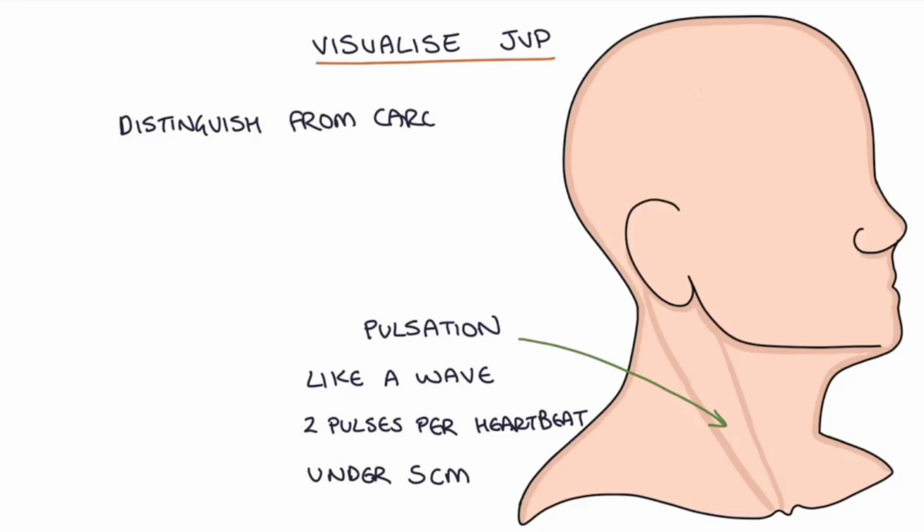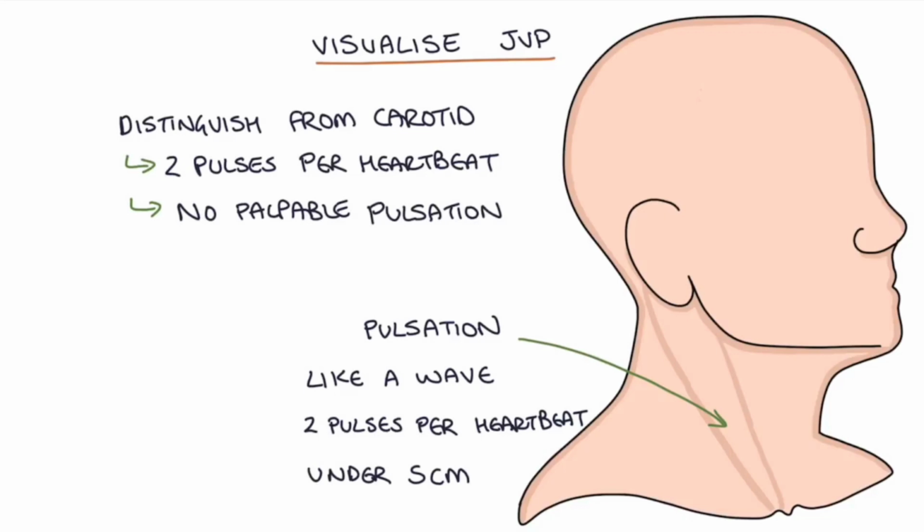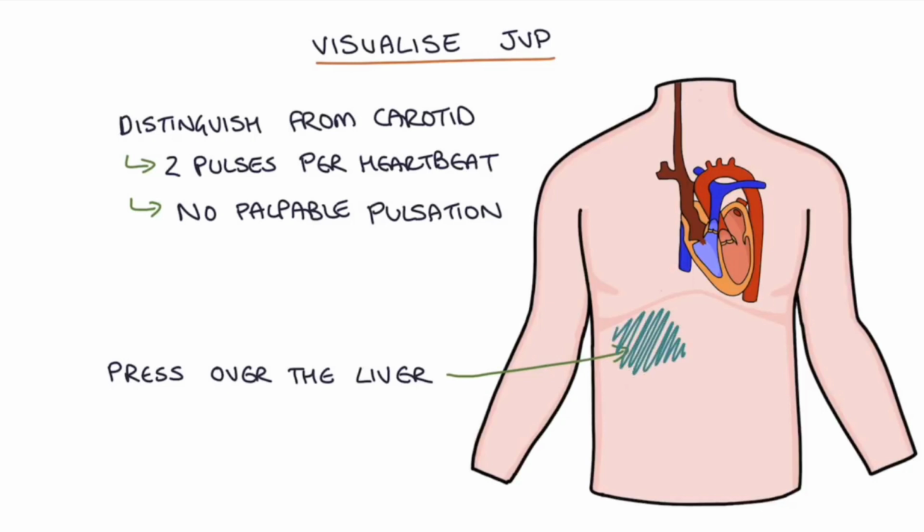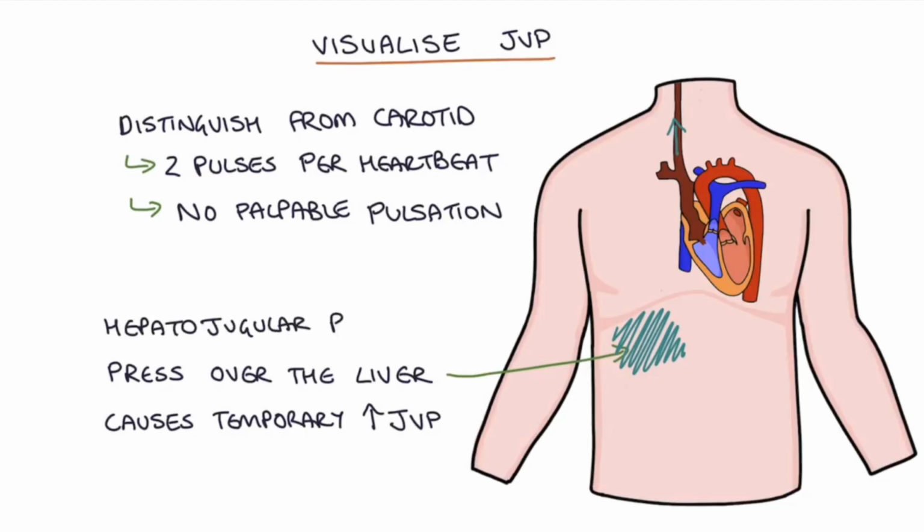You can distinguish it from the carotid pulse in two ways. Firstly, because it has two pulses for each beat of the heart, so it will have twice the number of pulses as the carotid pulse. And you can also try to feel it with your fingers, and a carotid pulse will have a pulsation that you can palpate, whereas a JVP won't give you a palpable pulsation, so you won't be able to feel anything with your fingers. Another way to check whether what you're seeing is the JVP is to press on the liver or press in the right upper quadrant of the abdomen, and this will cause a temporary rise in a JVP, and this is called the hepatojugular reflex.